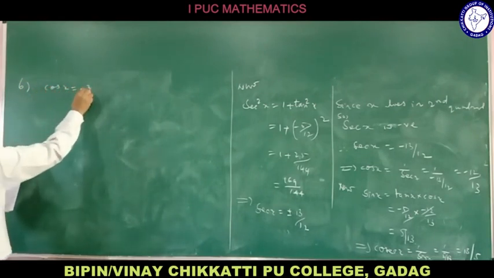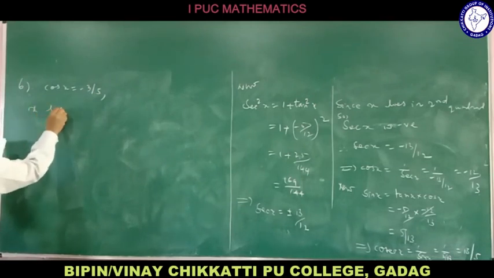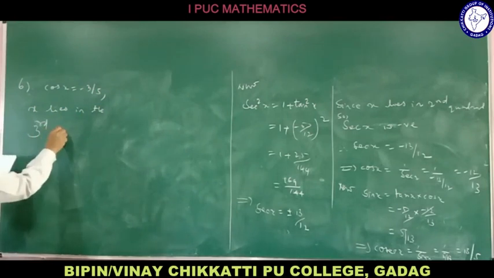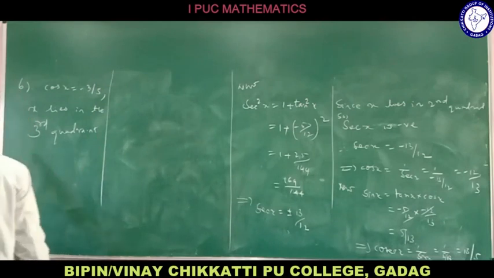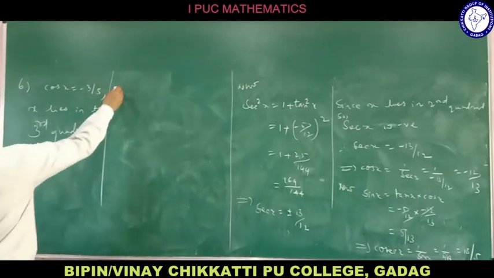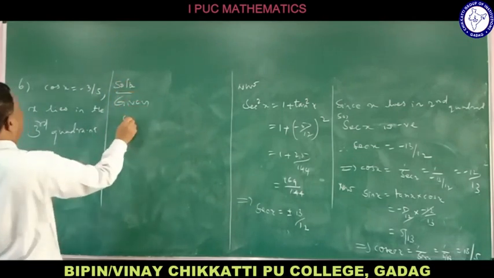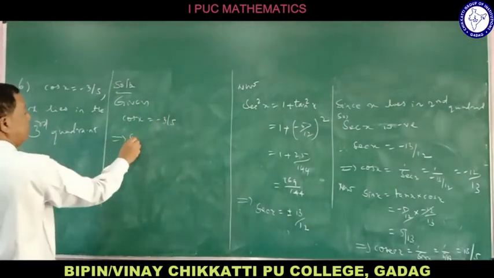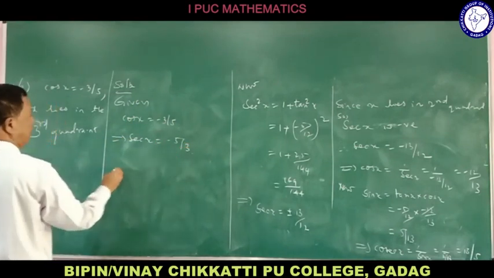Cos x is equal to minus 3 by 5. X lies in the third quadrant. And cos x is equal to minus 3 by 5. See how the result is written very fast. Given cos x is equal to minus 3 by 5. This implies sec x is equal to, directly reciprocally, minus 5 by 3.